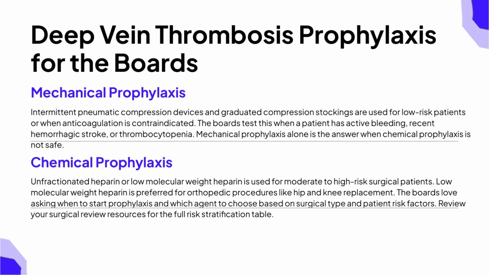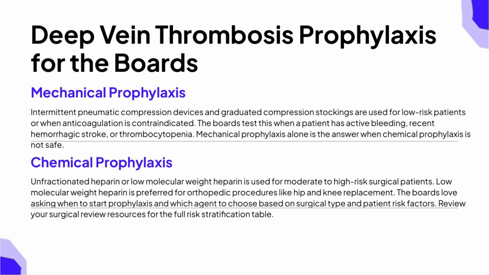Now let us cover deep vein thrombosis prophylaxis, which is heavily tested on the boards. There are 2 main categories you need to know. Mechanical prophylaxis includes intermittent pneumatic compression devices and graduated compression stockings. These are used for low-risk patients or when anticoagulation is contraindicated. The boards love testing this when a patient has active bleeding, recent hemorrhagic stroke, or severe thrombocytopenia. In those scenarios, mechanical prophylaxis alone is the correct answer.